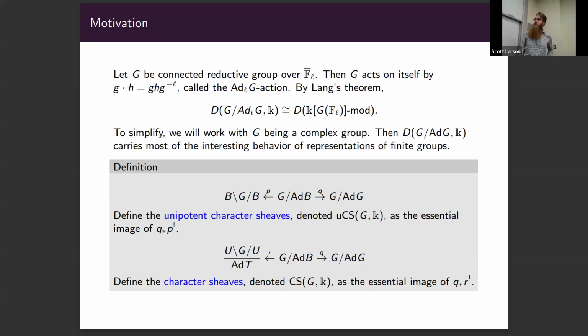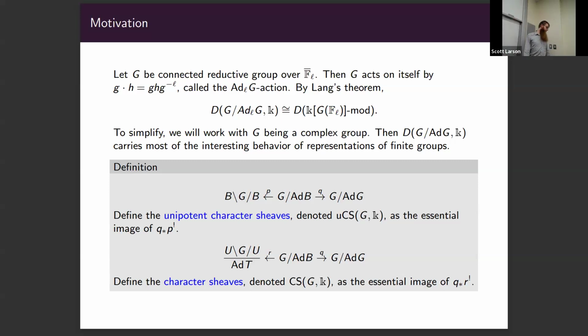Now, this doesn't give you all the characters of a finite reductive group. In order to get all of them, you have to make the stack G mod B bigger. And so instead of doing G mod B, we could do G mod U, and then quotient out by the adjoint action of G. So this is almost, I mean, it's a torus away from being the top part. And we can then define the character sheaves in the same way by doing a push-pull correspondence here.